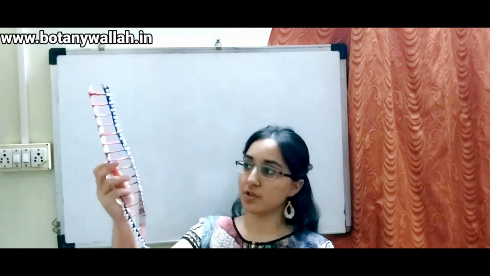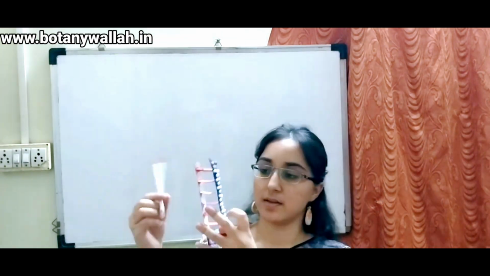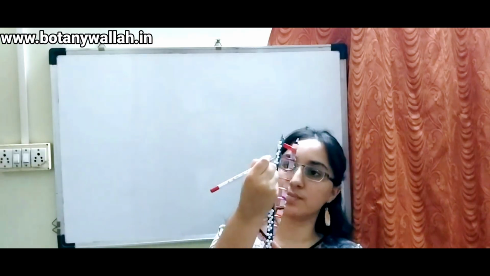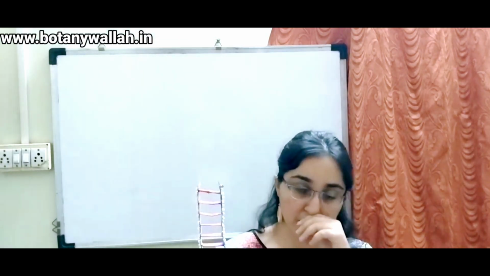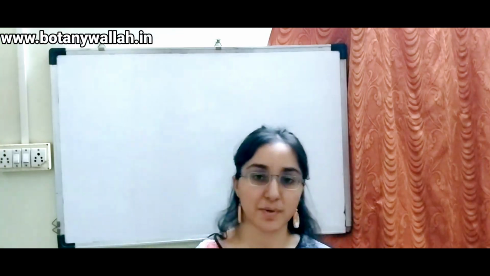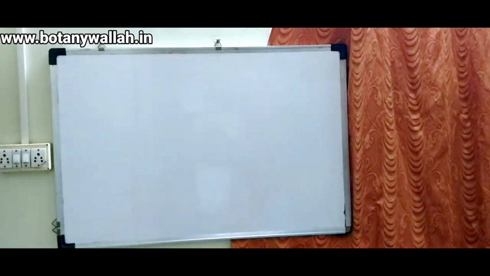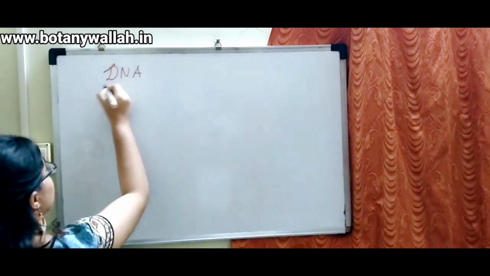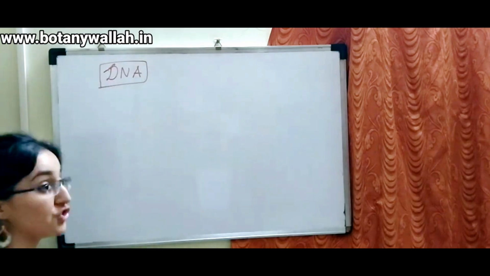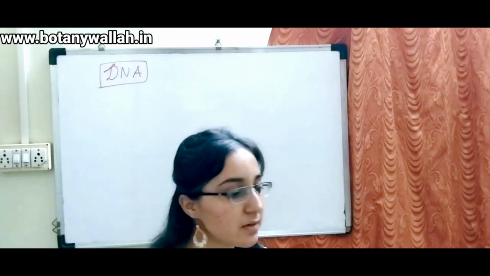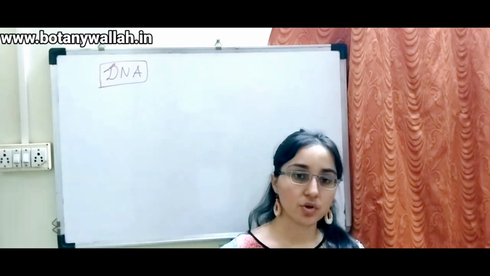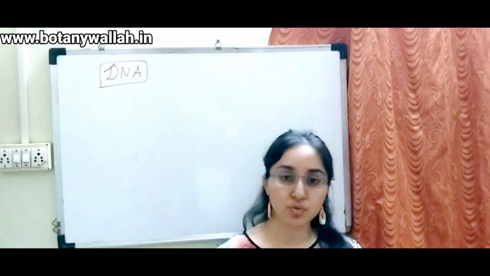If you can see, these stair-like things are nitrogenous bases, and these ball-like things are sugars. With the sugar there is an attachment of phosphate. So speaking about DNA, it is a genetic material. Genetic material means that it is heritable, so it is passed from the parents to the offspring.